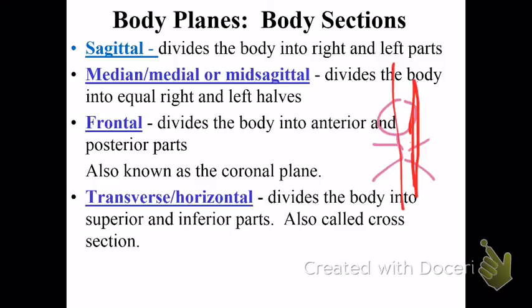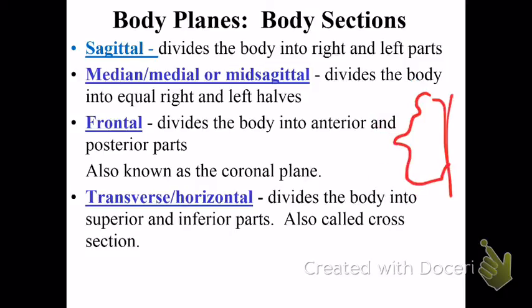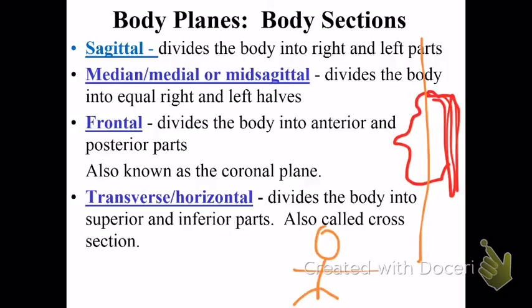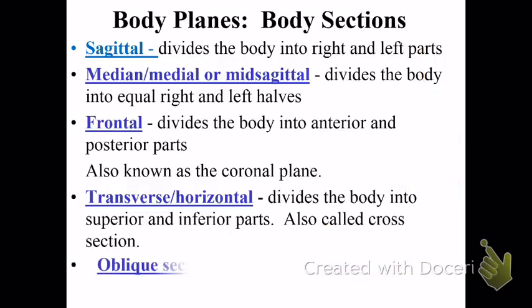Okay, frontal would divide the body into a front and a back. So if that's a face, it's going to divide the body into a front, which will be the nose, and the back. And then transverse, horizontal, would divide the body just like that. Top and bottom, right? We got some pictures of this too.